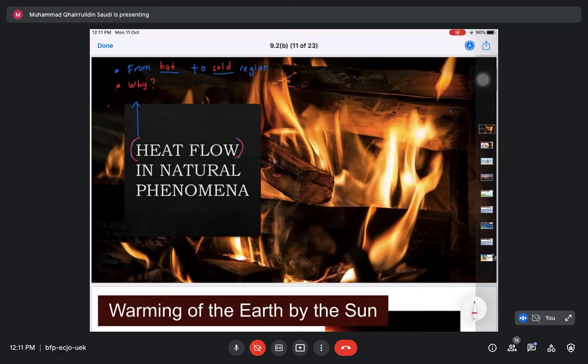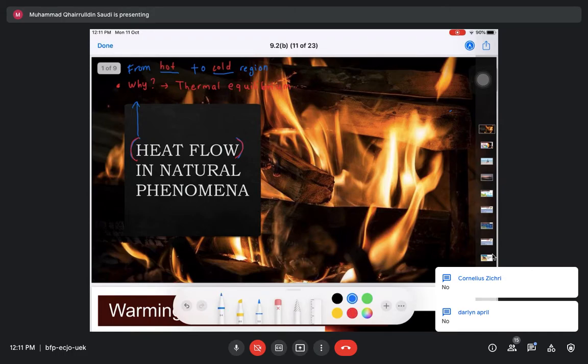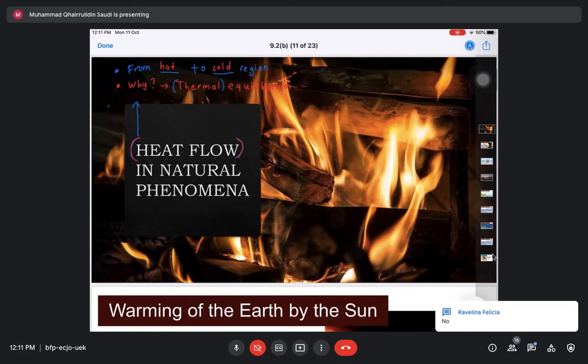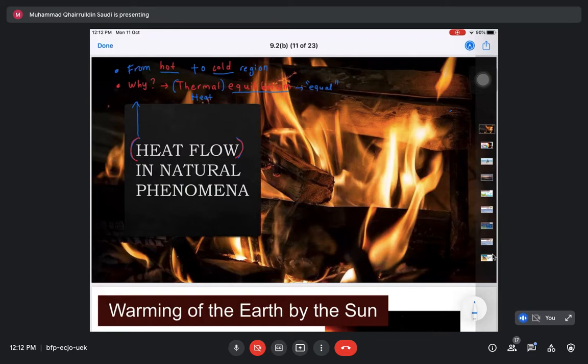Okay. This is what I left out last class. The word is thermal equilibrium. Have you heard about thermal equilibrium before? No. Okay, so thermal means heat. Equilibrium somehow brings the meaning of equal. So why does heat flow from hot region to cold region? Because the heat wants to achieve thermal equilibrium.